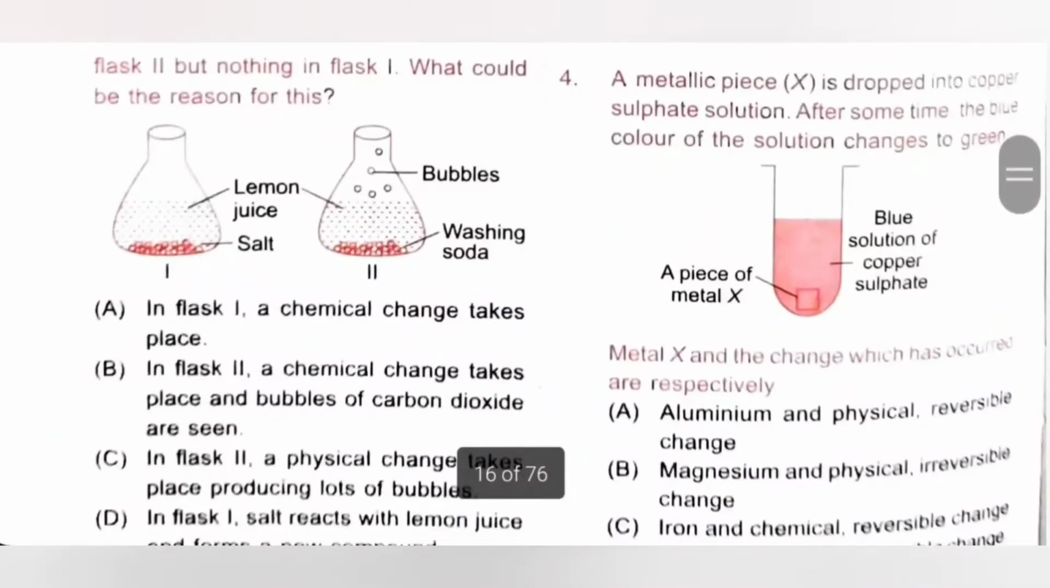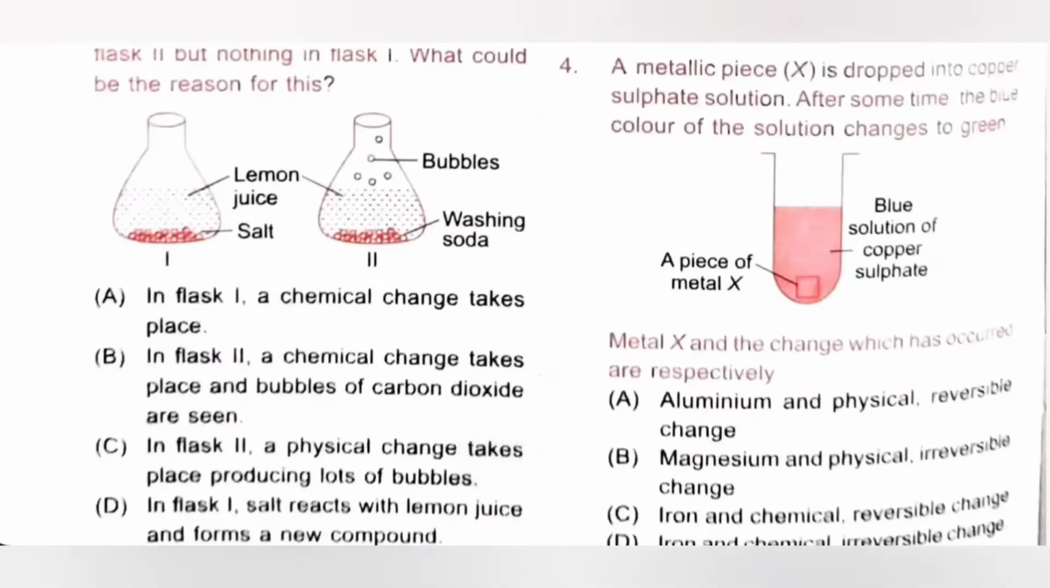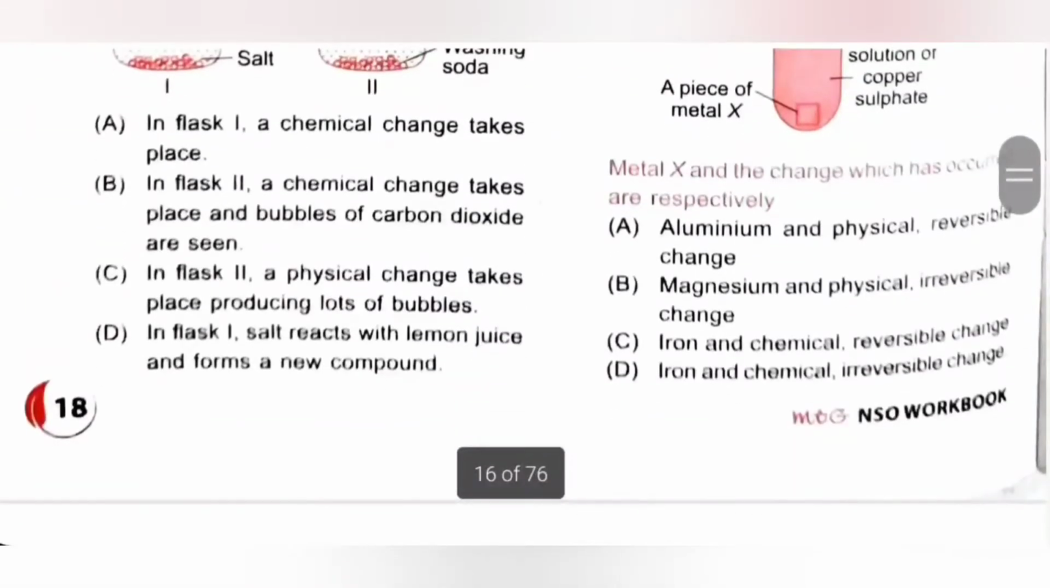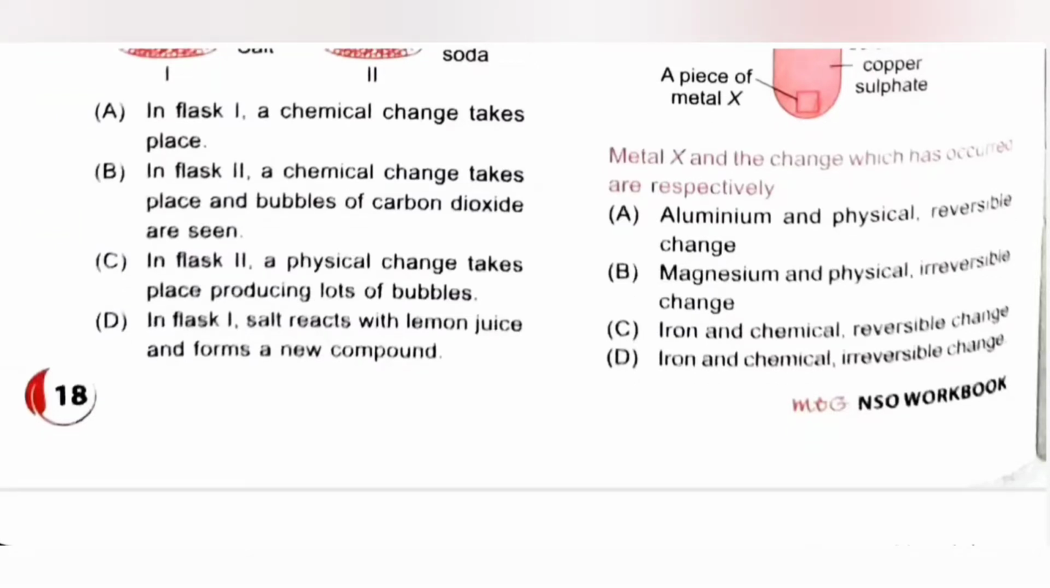Fourth one. A metallic piece X is dropped into copper sulfate solution. After some time, the blue color of the solution changes to green. So, metal X and the change which has occurred are respectively A. Aluminium and physical reversible change, B. Magnesium and physical irreversible change, C. Iron, chemical reversible change, D. Iron, chemical irreversible change.